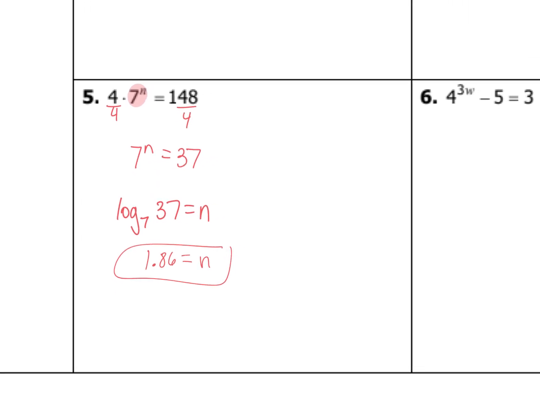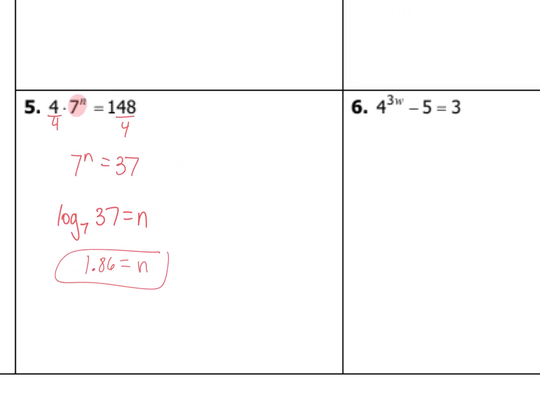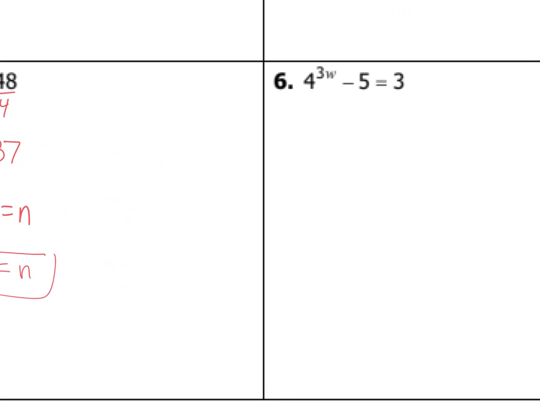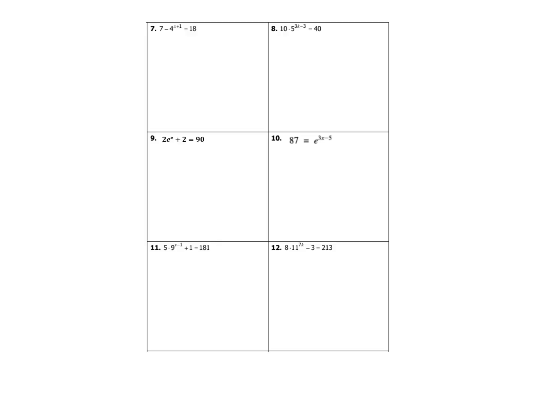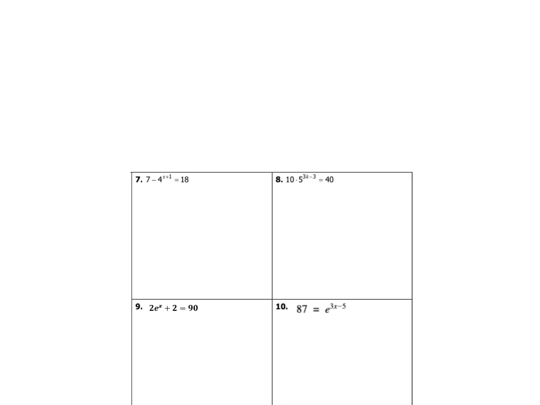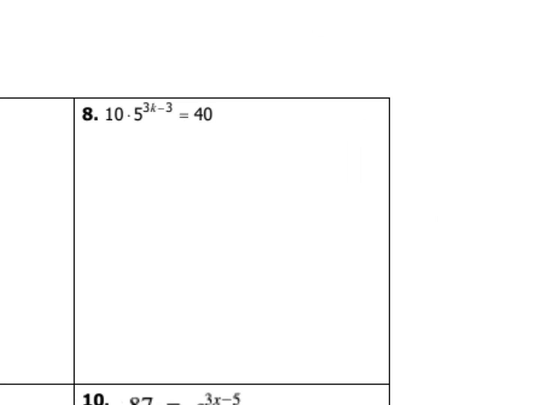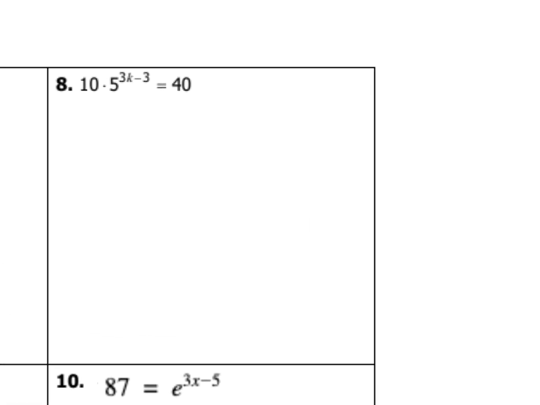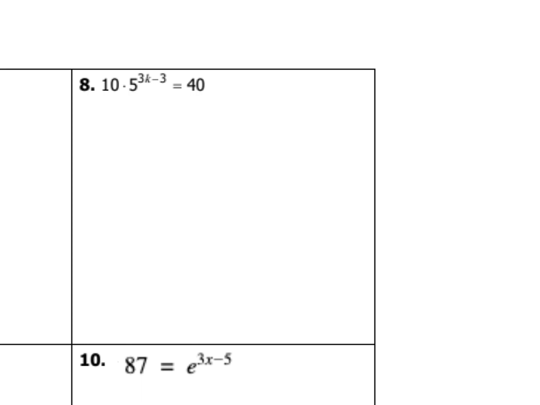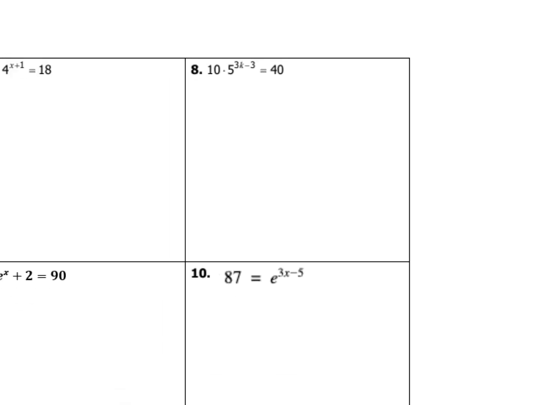Okay, once again, I don't want to do all these, but let's just talk through a couple. Number 6, how would you isolate that? Add the 5 over, and then solve like normal, okay? Number 8, how would you solve that one? Yeah, divide by 10, okay? That would be the first step, is just divide by 10, and then you'd be good to go.